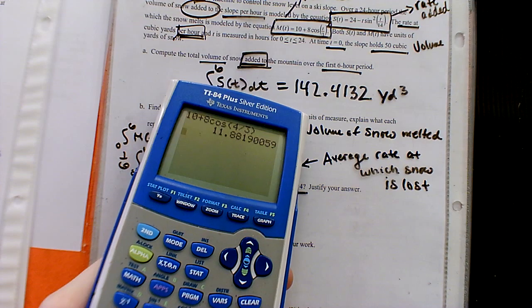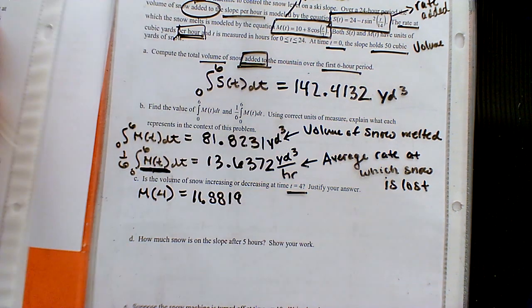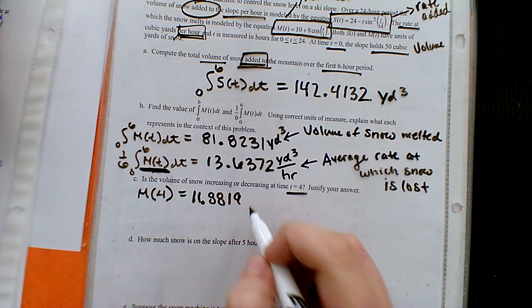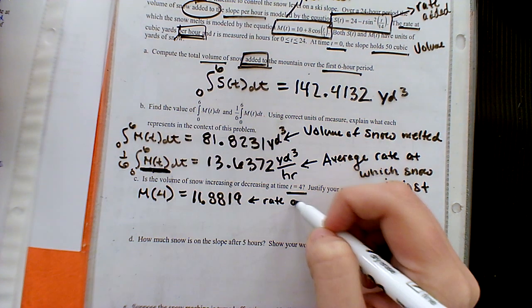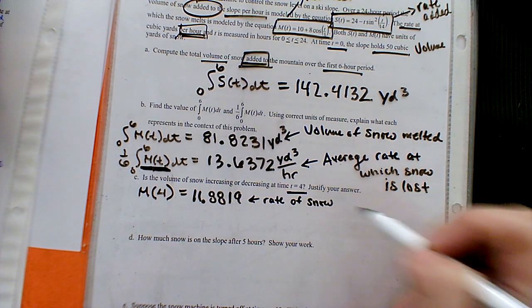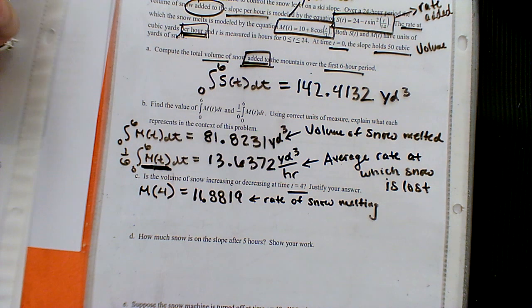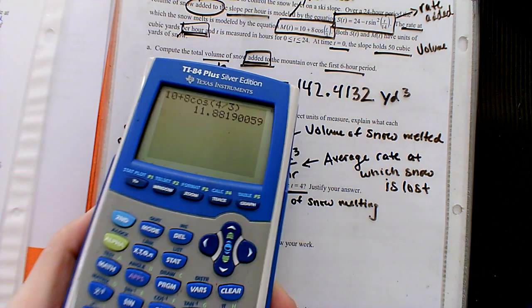We'll get 11.8819. All right, so if we think about our context here, this is the rate of snow melting. What else would be useful to know? The rate at which snow is added. So what if we plug in 4 into S?